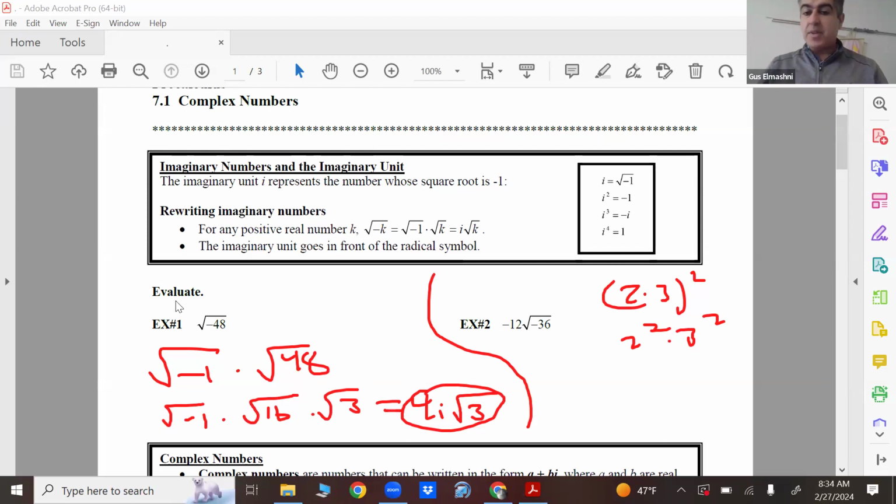So let's look at example 2 now. Negative 12 times root negative 36. Well, what's root 36? So you have a negative, so you make it 6i. There you go. And then you multiply it together and you get negative 72i.